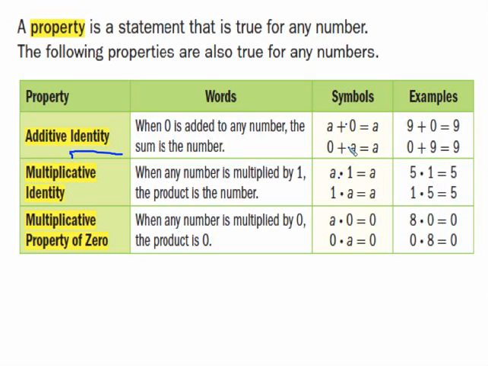One more property that we're going to look at before we get into our examples is the multiplicative property of 0. And that states that when any number is multiplied by 0, the product is 0. And you can see your algebraic examples and your numerical examples. Okay? So let's get into some examples.